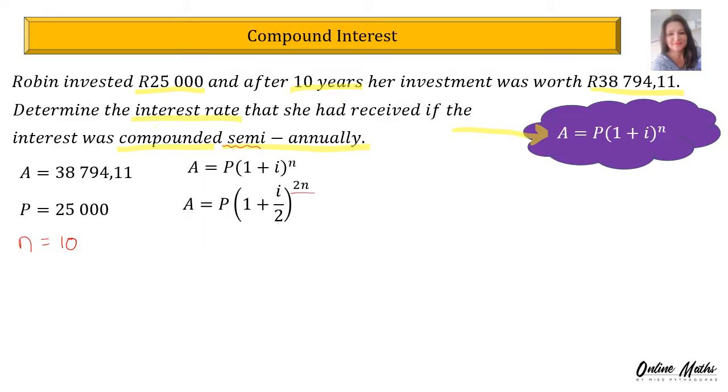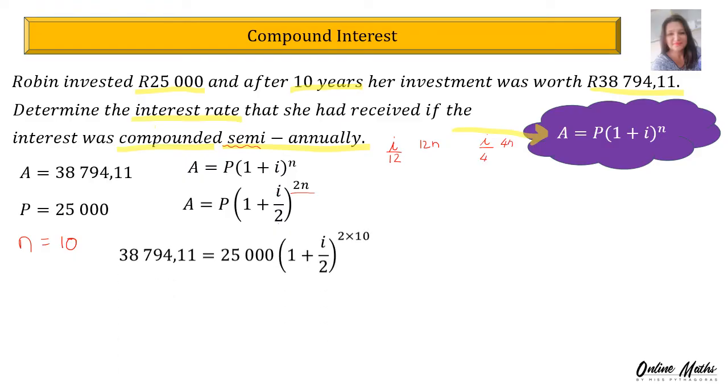If it was monthly, it will be i divide by 12 and n times 12. If it was quarterly, it will be i divided by 4 and n times 4.